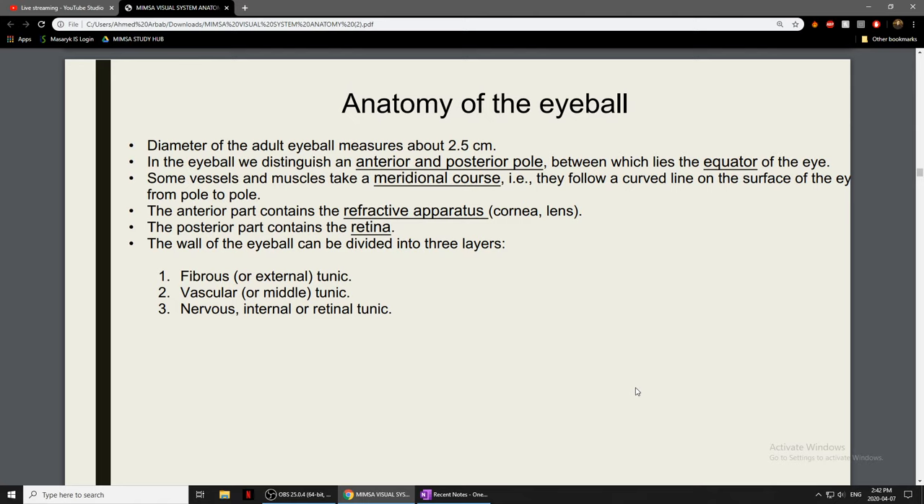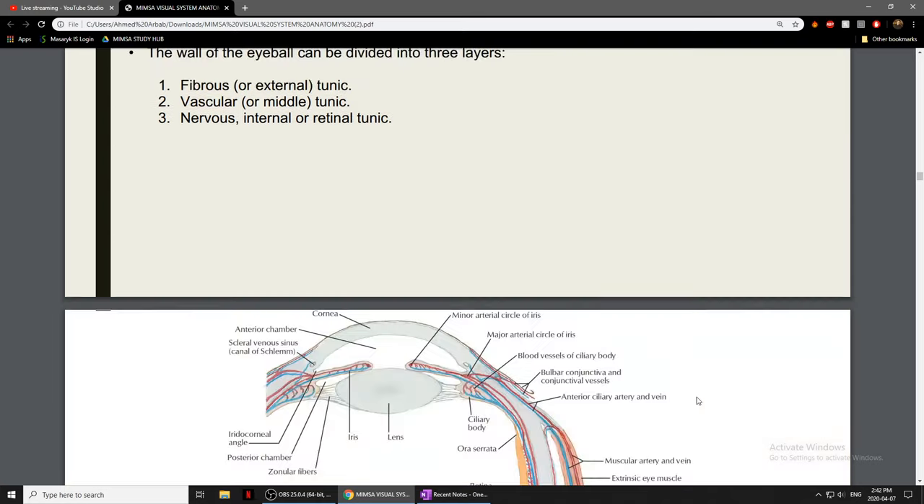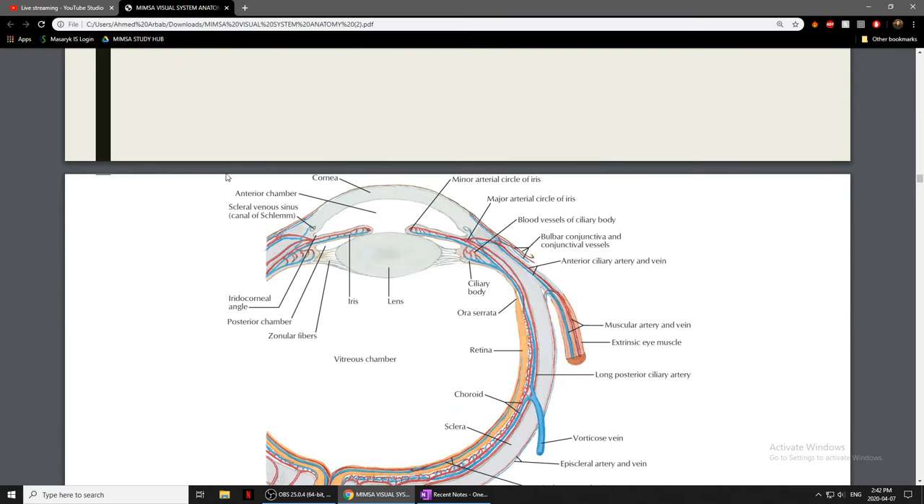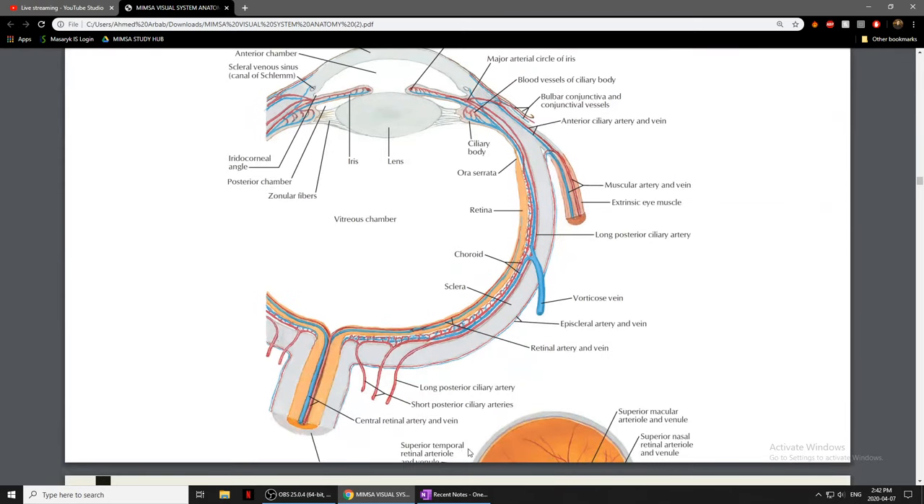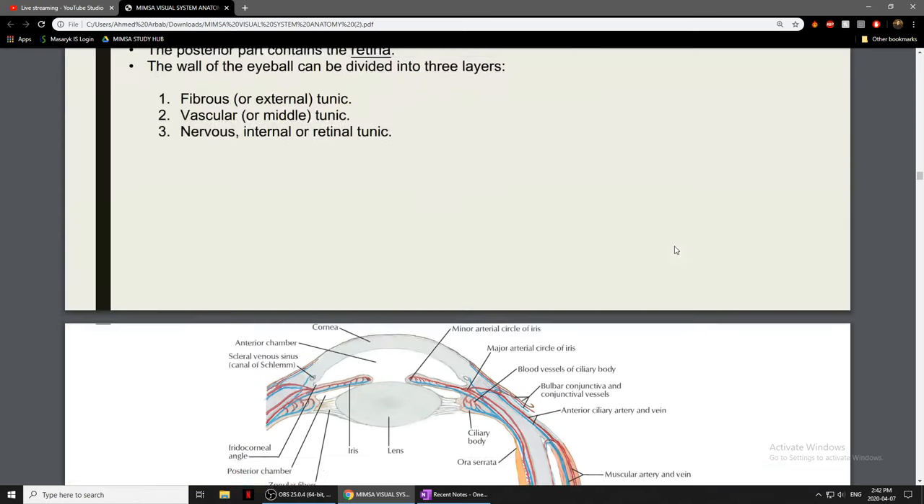Okay, so let's move on to the anatomy of the eyeball. The eyeball roundabout measures 2.5 centimeters in diameter. It has both an anterior and a posterior pole, and between them is the equator. So the anterior pole, this side, and the posterior pole, this side, and the equator running down the middle.